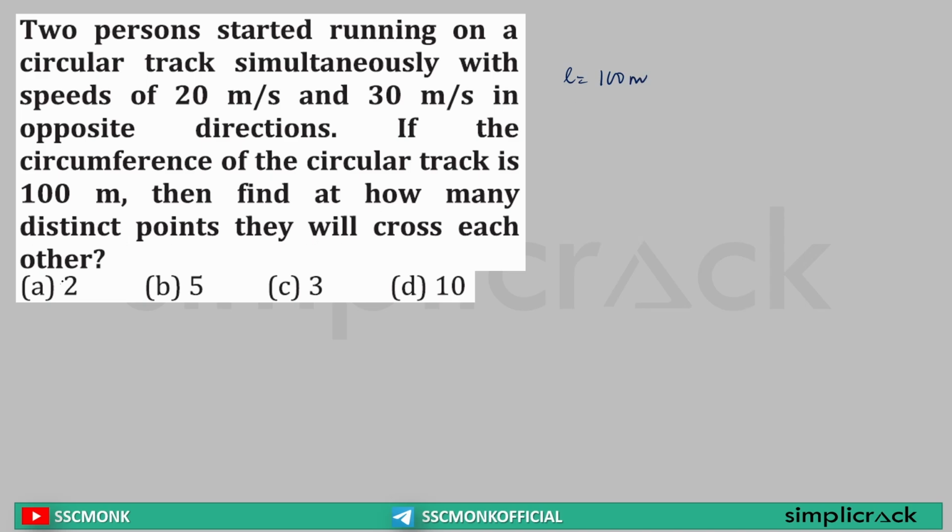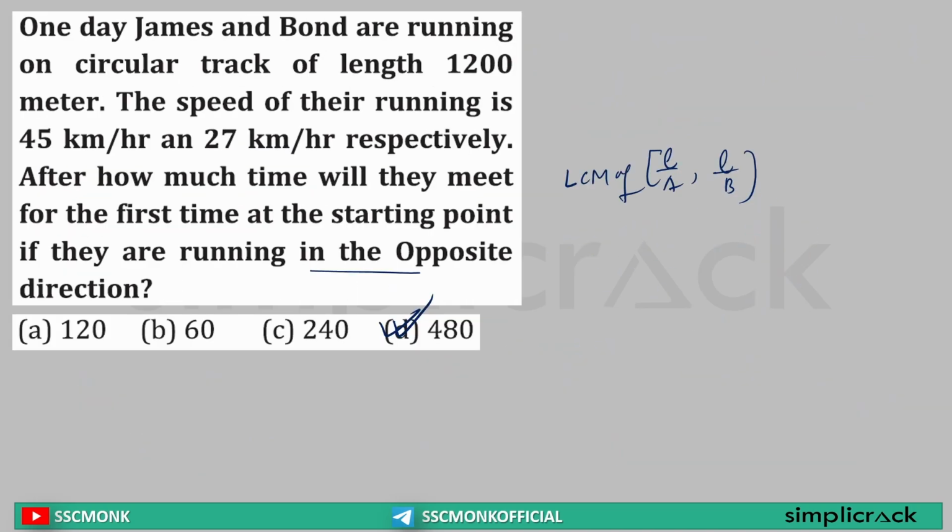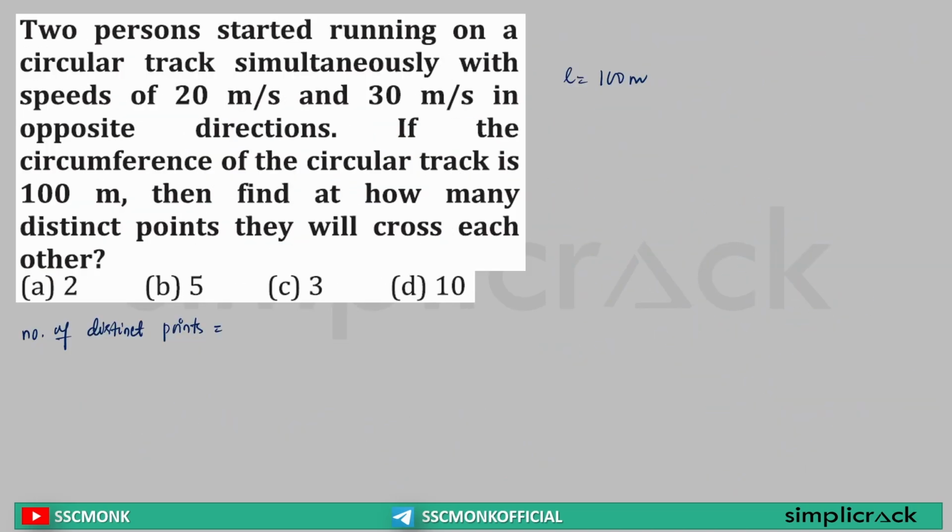Now, remember all this. Number of distinct points is equal to, in same direction, the difference of ratio of speed; in opposite direction, the sum of ratio of speed. So here it is opposite direction, yes or no? So it is the sum of ratio of speed.